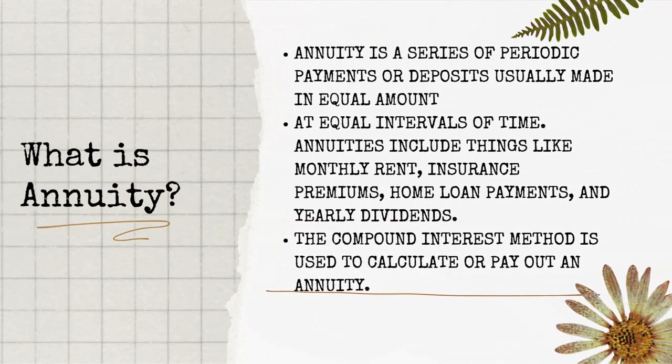Annuity is a series of periodic payments or deposits usually made in equal amounts at equal intervals of time. Annuities include things like monthly rent, insurance premium, home loan payment, and yearly dividend. The compound interest method is used to calculate or pay out an annuity.